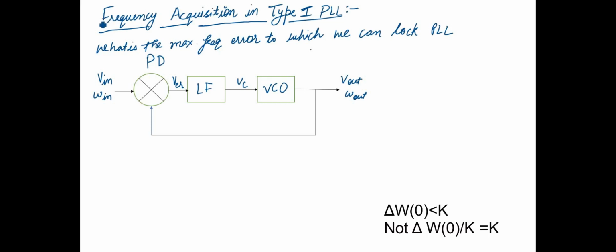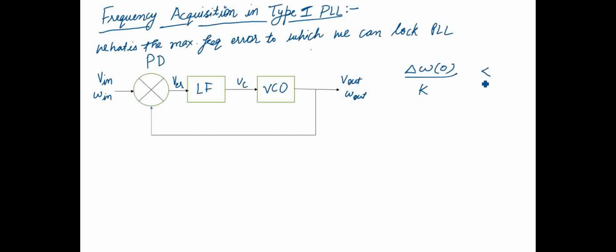Welcome back to my YouTube channel. In this lecture we will see the frequency acquisition in type 1 PLL, and we will see the maximum frequency range of frequency error to which we can lock the PLL. The maximum frequency error range is Δω0 less than or equal to K, where K equals KPD dot KVCO, and Δω0 is your frequency error.